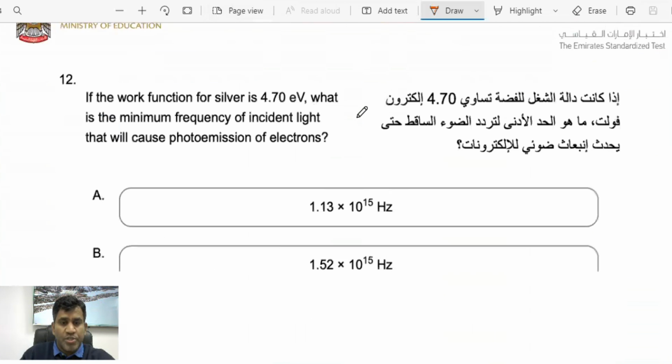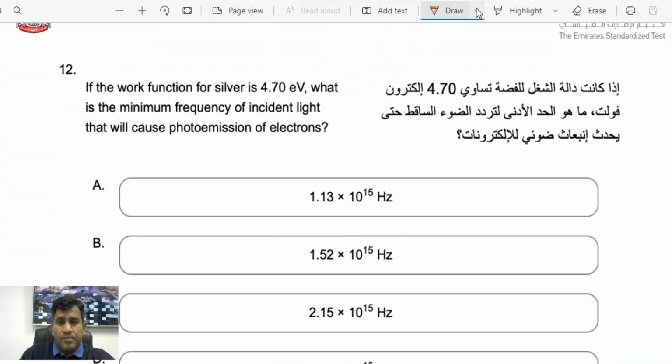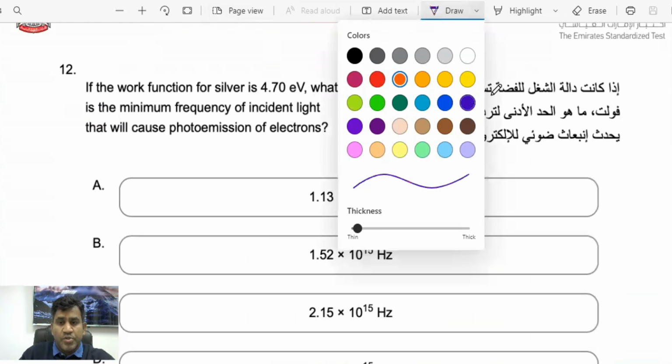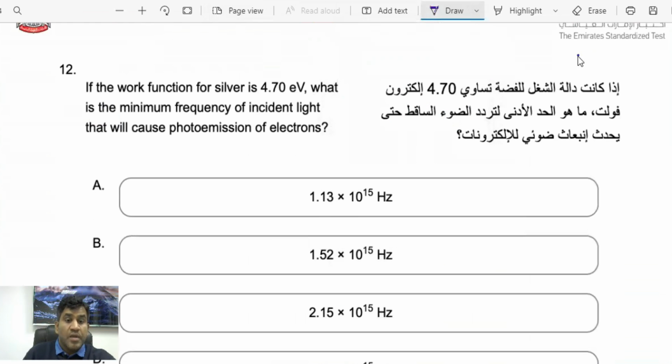Let's move to the next question. Question number 12. It says, if the work function for silver is 4.70 electron volt, what is the minimum frequency of incident light that will cause photoemission of electrons? So this is basically talking about the concept called the photoelectric effect.